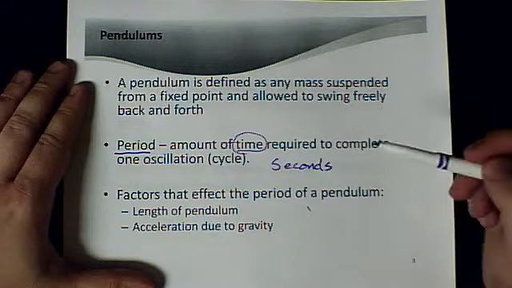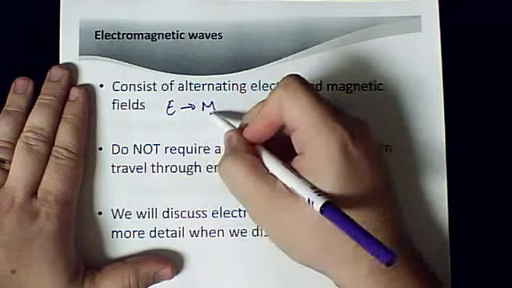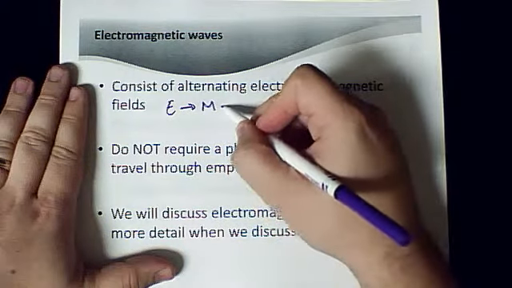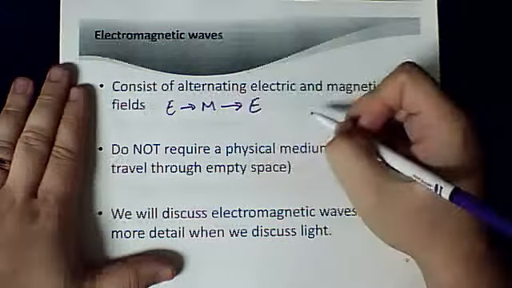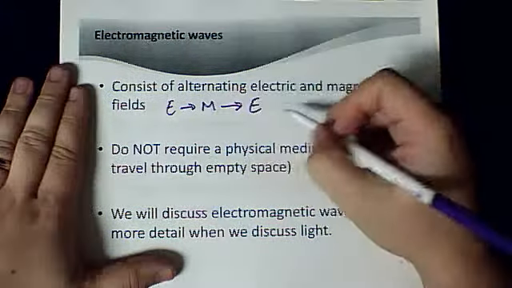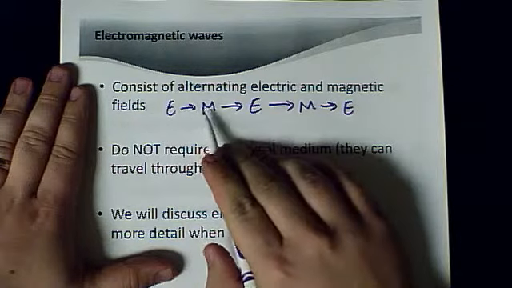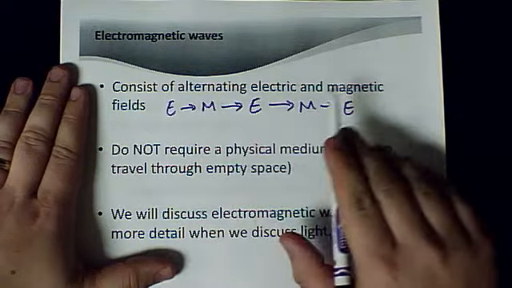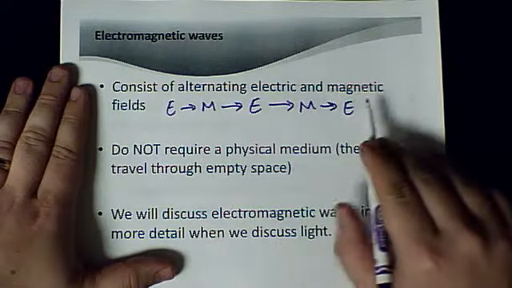So, let's talk about electromagnetic waves for a second. Electromagnetic waves consist of alternating electric and magnetic fields. If you remember from our discussion of electricity and magnetism, an electric current produces a magnetic field. And if you have a magnetic field that's changing, it produces an electric field, which produces a magnetic field, which produces an electric field, and it just keeps going. Alright? That's what makes an electromagnetic wave.